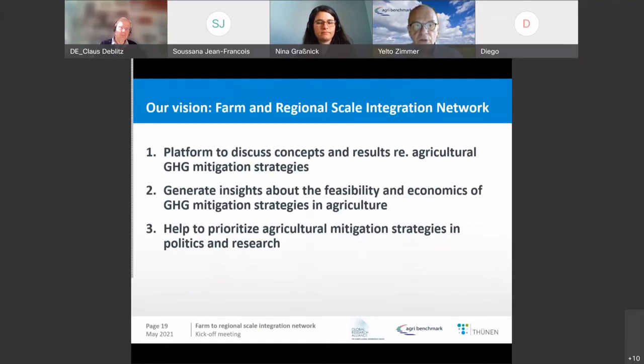Having said that, we think we should act as a platform to discuss concepts and results regarding agricultural greenhouse gas mitigation strategies. We also think it would be helpful, and we would do our very best, to generate insights about the feasibility and the economics of greenhouse gas mitigation strategies in agriculture. So also generate new results and new insights. And in the very end, all this is meant to help both politicians and research managers to prioritize agricultural mitigation strategies, because we think in the long run it is important to identify those strategies that are highly efficient in terms of actually mitigating greenhouse gases.